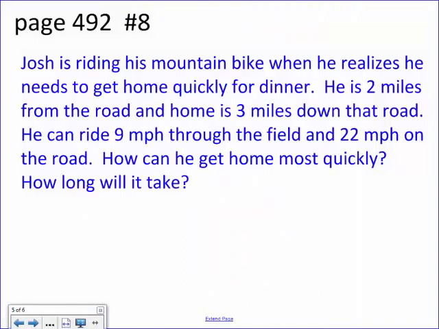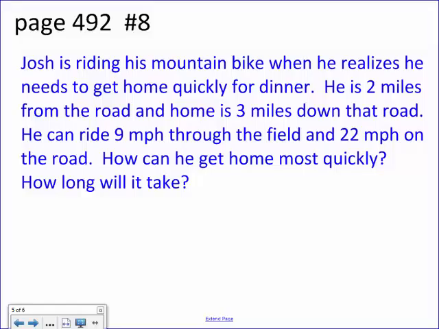Okay, and then this can also be applied to story problems. And it gets kind of tricky how you set these up because they get set up differently depending on what you're given. So here's an example. It says Josh is riding his mountain bike when he realizes he needs to get home quickly for dinner. He's 2 miles from the road, and home is 3 miles down that road. He can ride 9 miles per hour through the field and 22 miles per hour on the road. How can he get home most quickly? And then how long will it take?